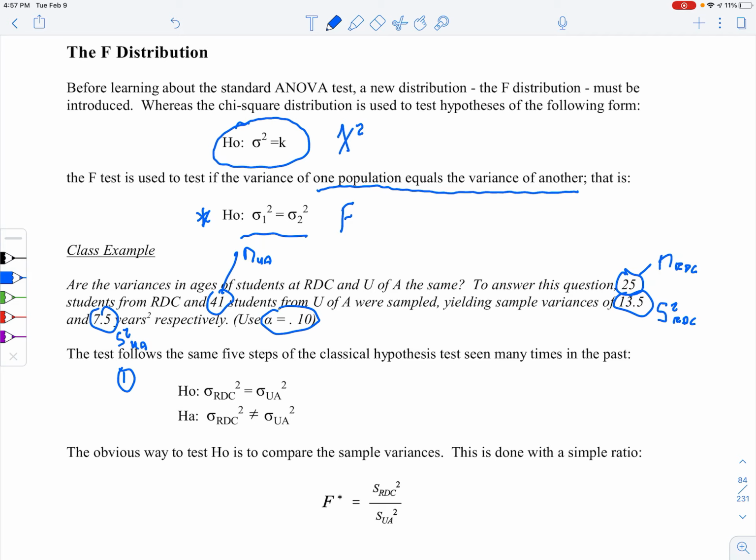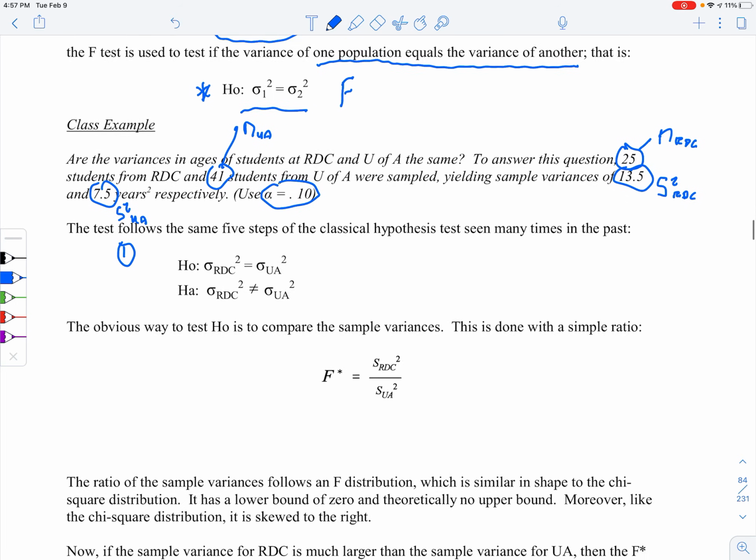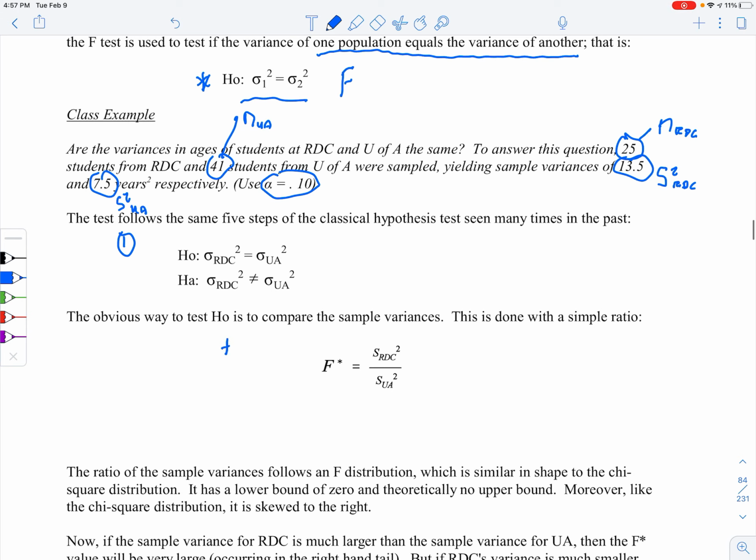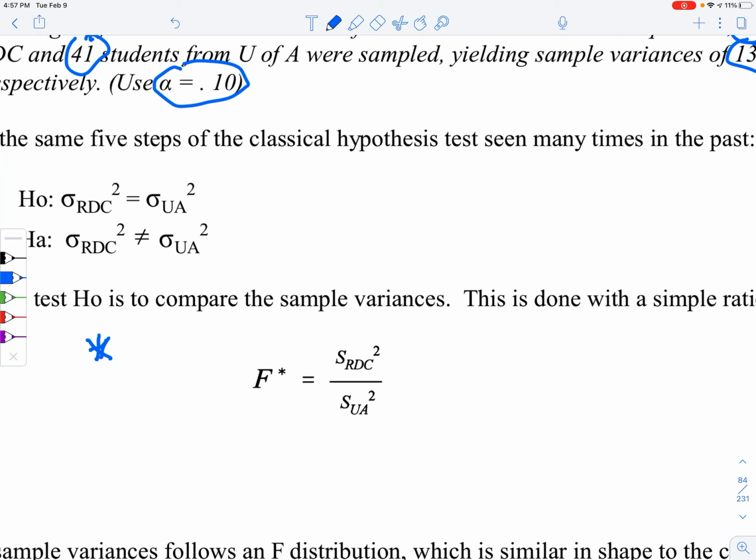Of course, this could be a one-sided test, if we were testing a hypothesis that RDC variances are higher than U of A's, but in this particular case, we're just asking if they're the same. So it is a two-sided test. The test statistic is really simple. It is simply F star equal to the ratio of the 2 variances: the sample variance of RDC over the sample variance of U of A.